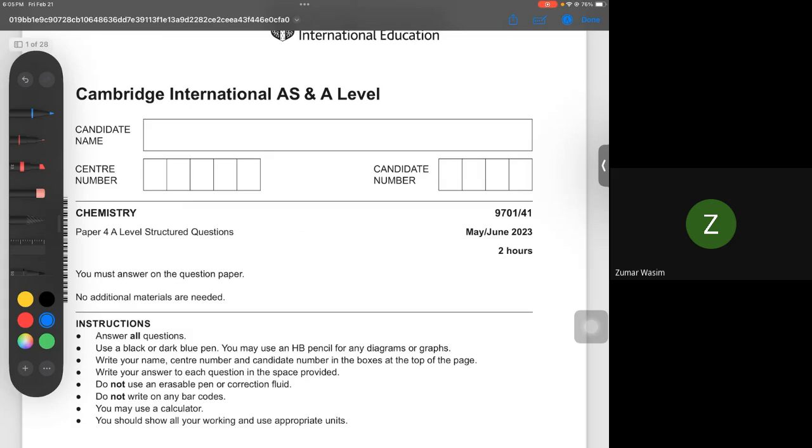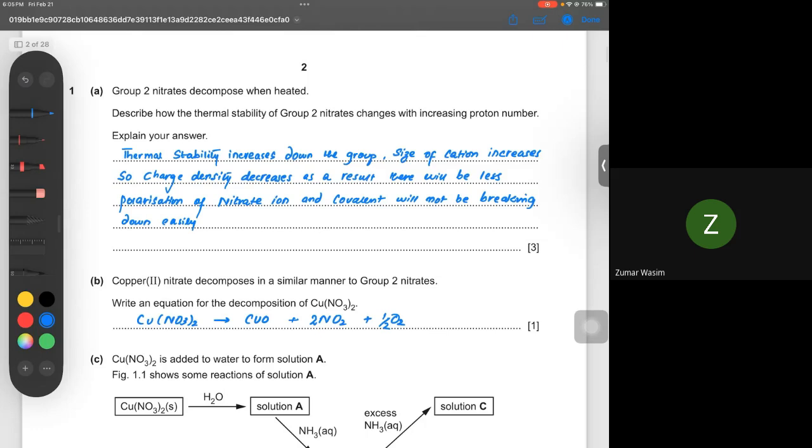So this is 9701 paper 41, May/June 2023. Question 1 says group 2 nitrates decompose when heated. Describe how the thermal stability of group 2 nitrates changes with increasing proton number. Explain your answer. So we discussed this thermal stability of nitrate.